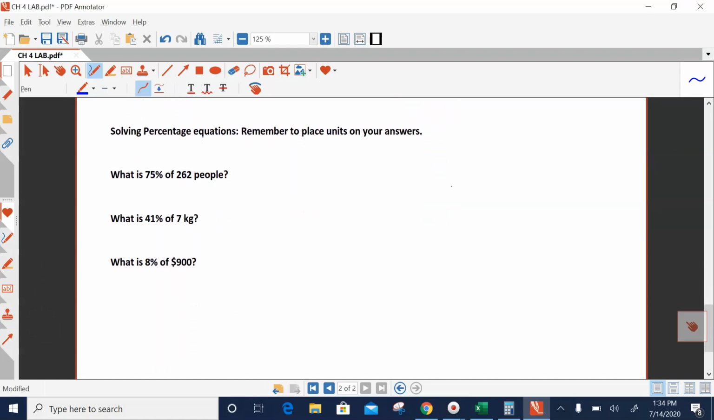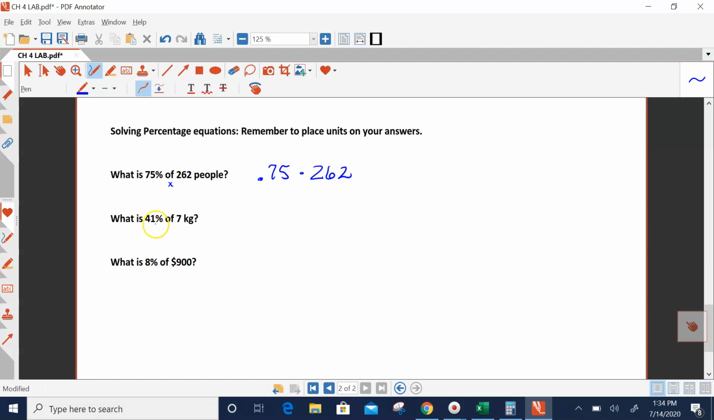Okay, finally, the last few problems. You got practice on this information in Chapter 3, but we're just going to review some percentages. So if I had a question, what is 75% of 262? What operation would you need to use or set up to solve this? Take the 75%, convert it to a decimal. It would be 0.75. The word of means to multiply, so it'd be 0.75 times 262. And now I can calculate 75% of 262.